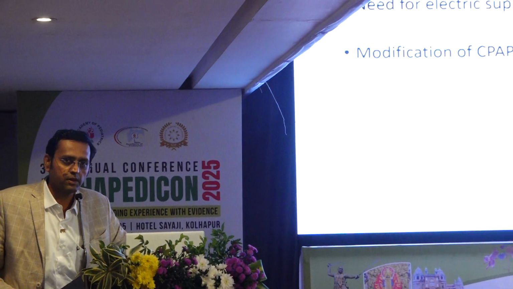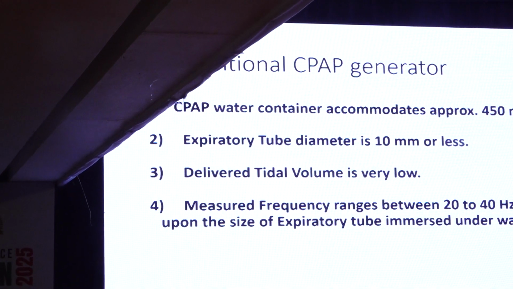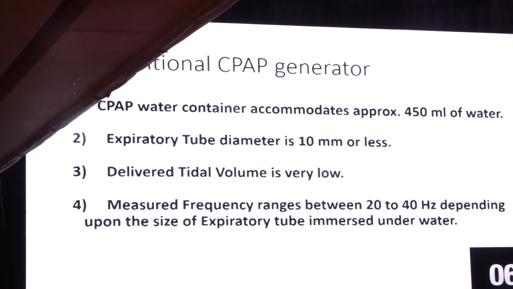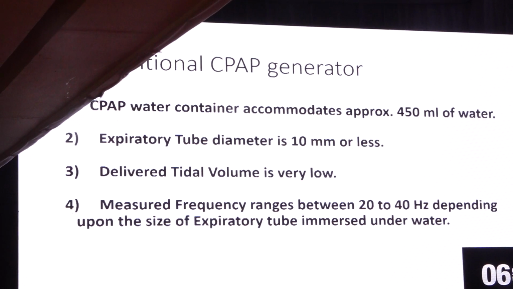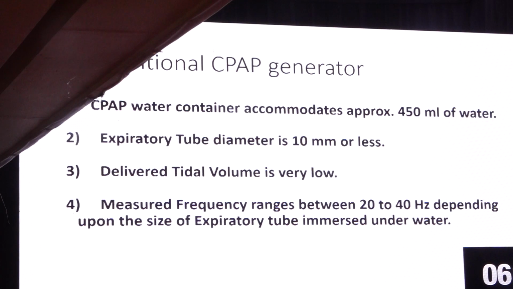Now what can be novel in bubble CPAP? The novelty can be that there is no need of any electric supply like the Vayu CPAP, or the novelty can be in the modification of bubble CPAP generator, which has been going on for the last 10-15 years. Now conventional CPAP generator has 450 ml of water content. Expiratory tube is 10 millimeter or less. Delivered tidal volume is very low, and measured frequency ranges from 20 to 40 hertz depending on the size of the expiratory tube. Now if we compare, it is just like a high frequency ventilator. It's very close to high frequency ventilator.